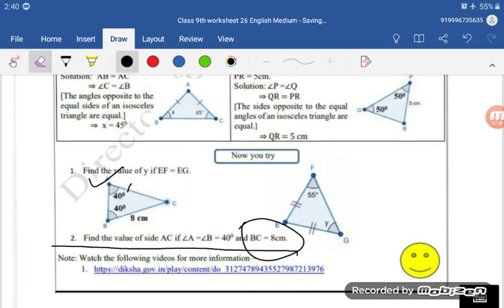I hope you understood today's worksheet on the isosceles triangle and the equilateral triangle.